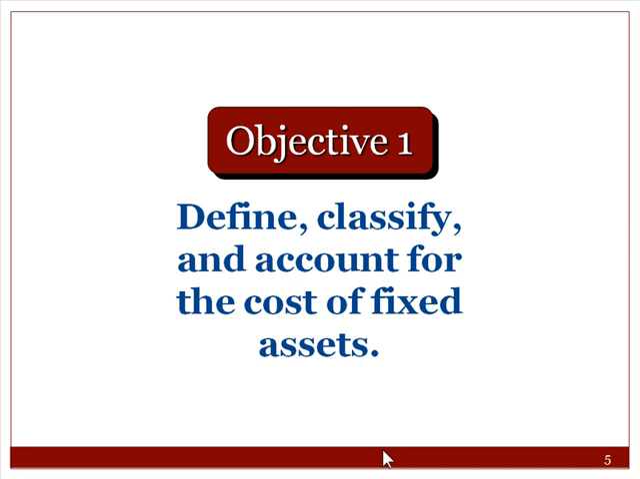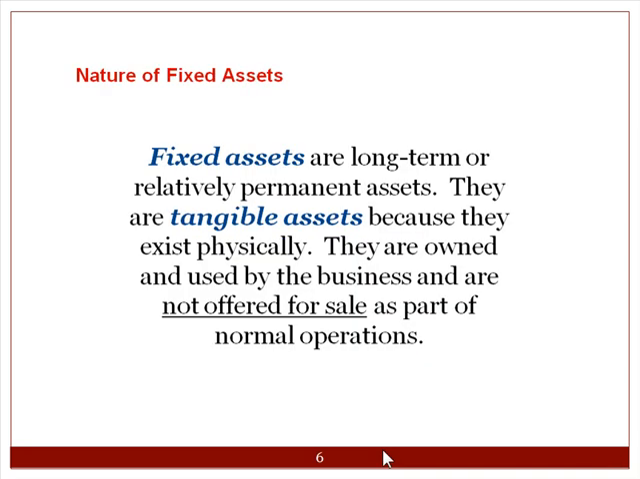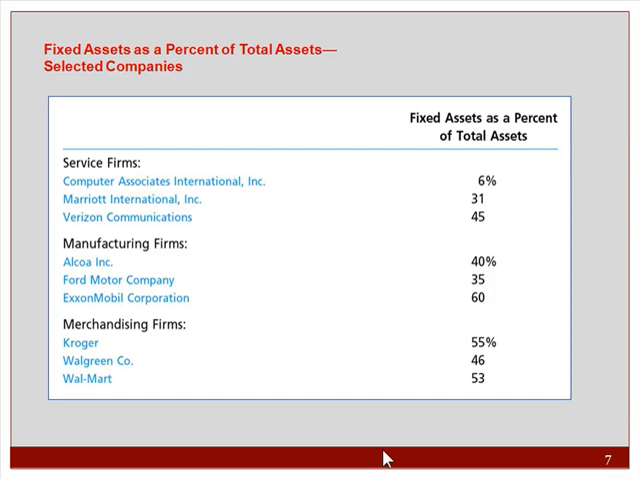So we're going to learn how to define, classify, and account for the cost of fixed assets. Fixed assets are long-term or relatively permanent assets. They are tangible because they exist physically. They are owned and used by businesses, and they are not offered for sale. So it's not something that you're holding for resale. It's part of your normal operations.